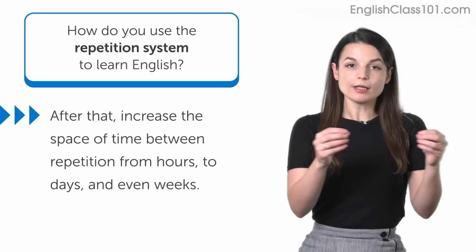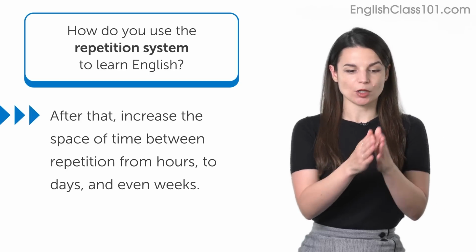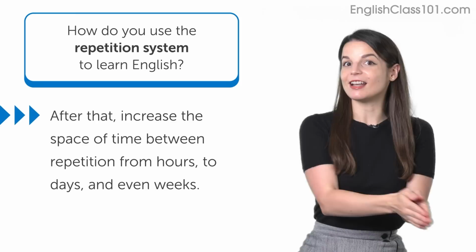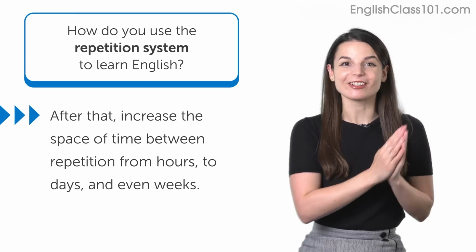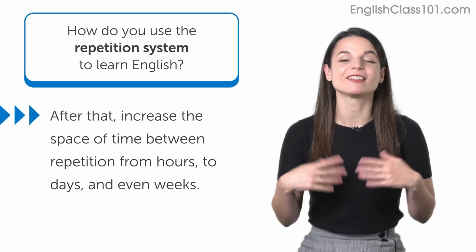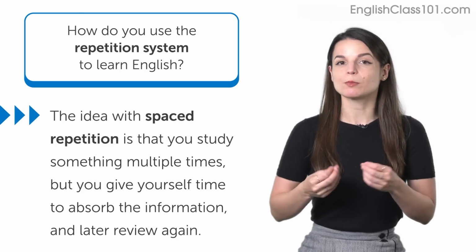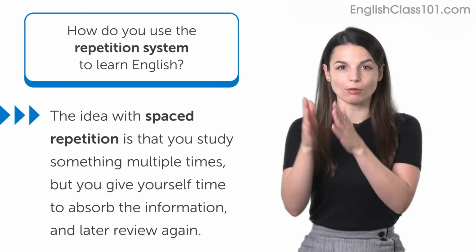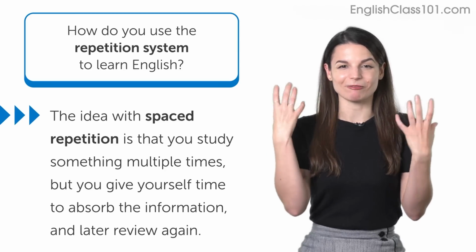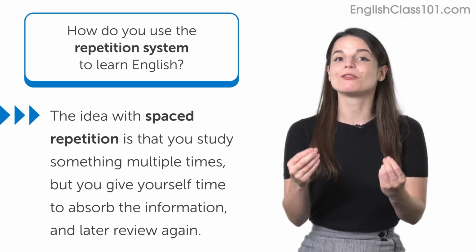And then the spaces get longer and longer. So you study the word again in the evening. Okay. Then you don't see the word again until the next evening. So you have 24 hours. That's your next space. And then maybe it's 48 hours until the next review and so on. So the idea with spaced repetition is that you study something multiple times, but you give your brain a chance to think about the information for a while, and then you review it again.